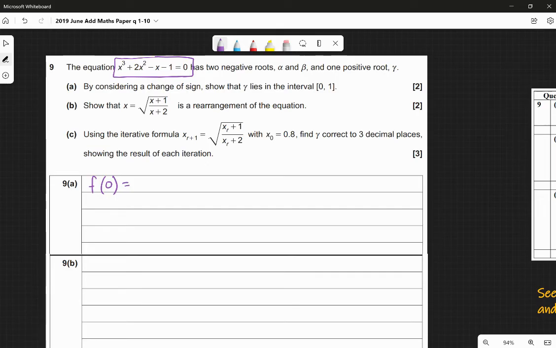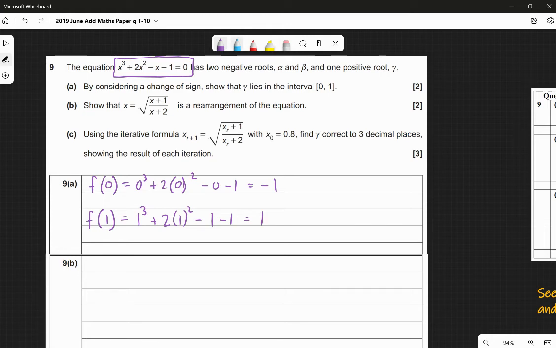So f of 0 would be 0 cubed plus 2 lots of 0 squared minus 0 minus 1. And that gives me minus 1. Now let's substitute 1 in. So f of 1 gives me 1 cubed plus 2 lots of 1 squared minus 1 minus 1. And that gives me positive 1.